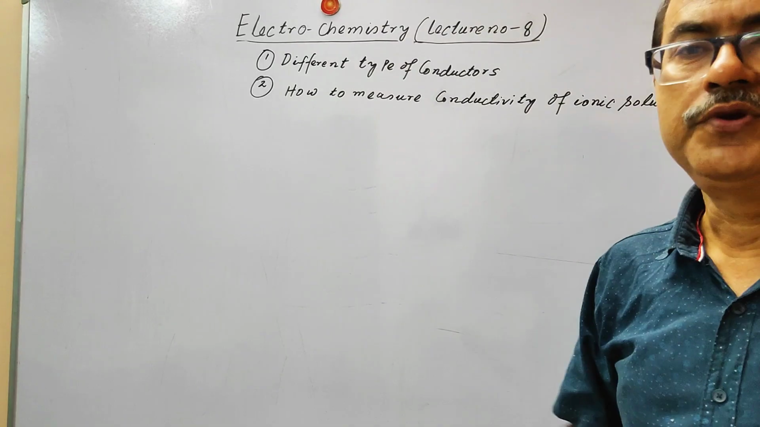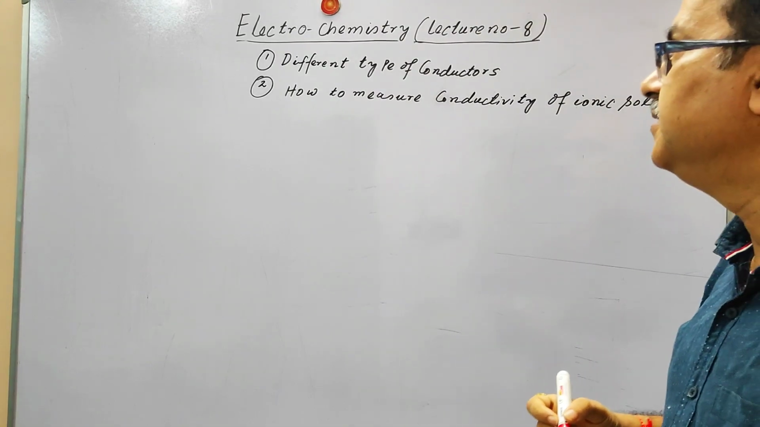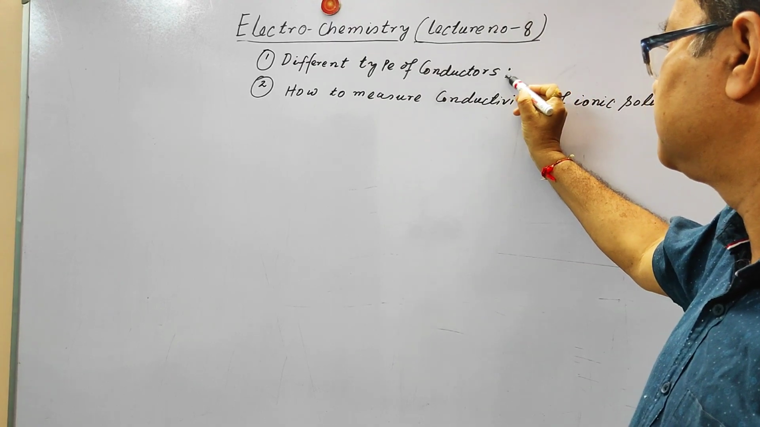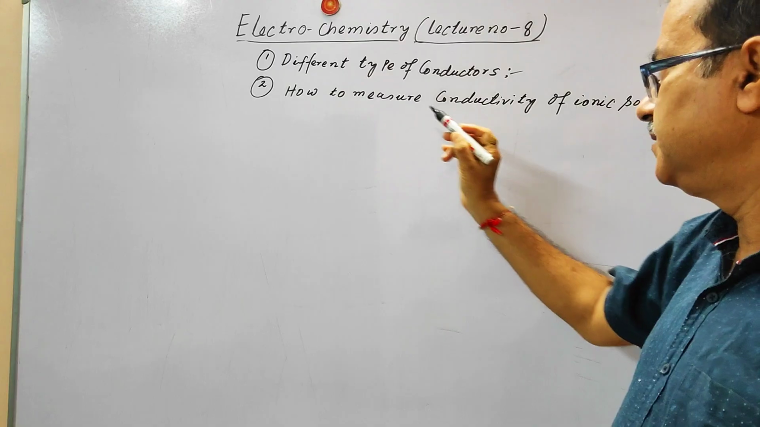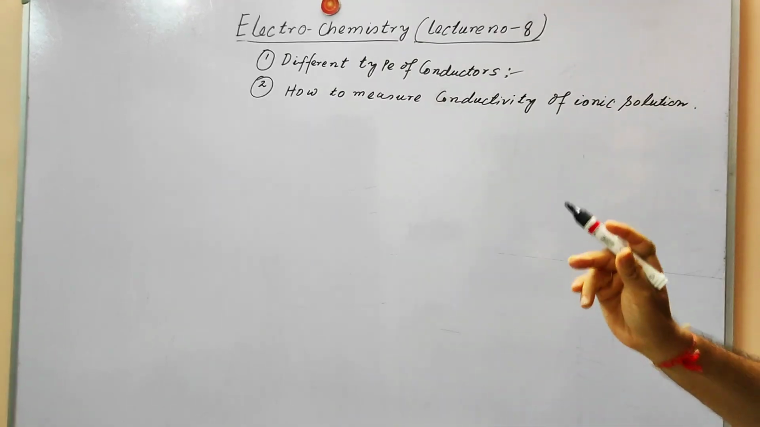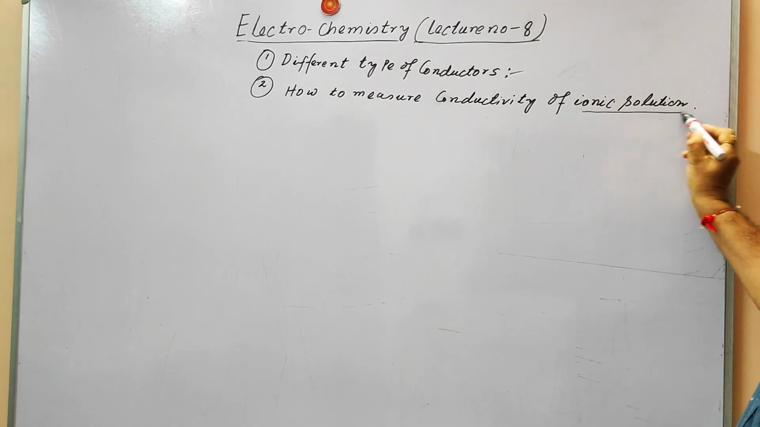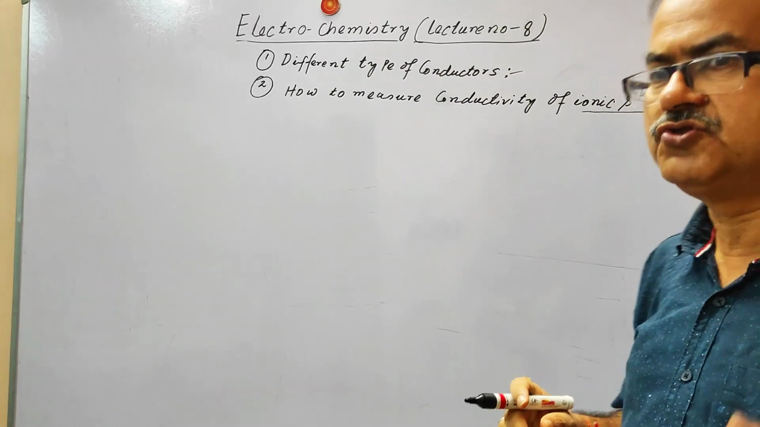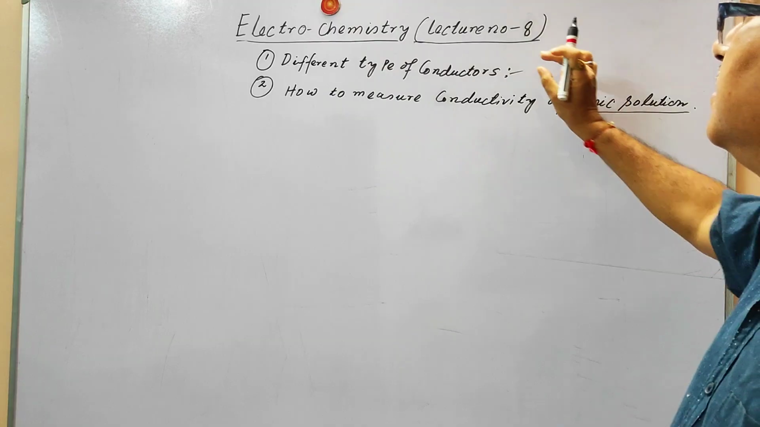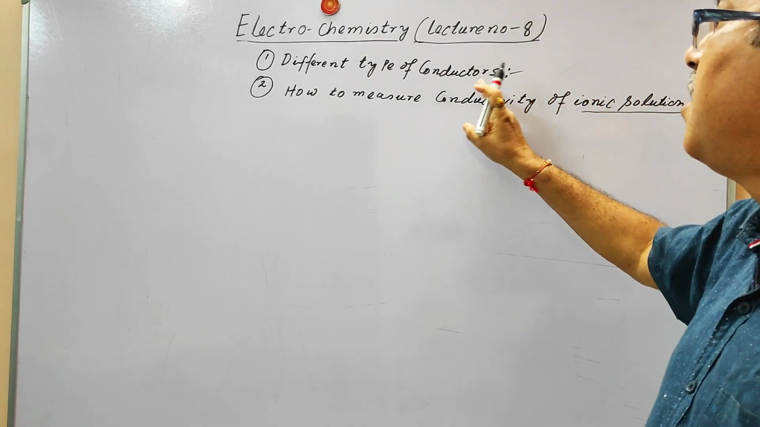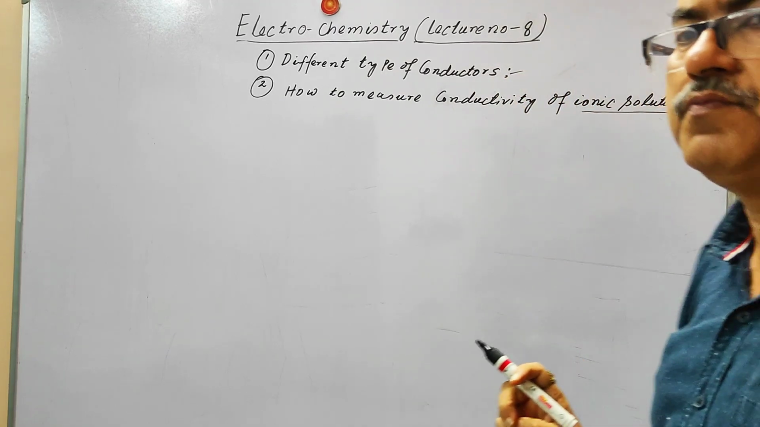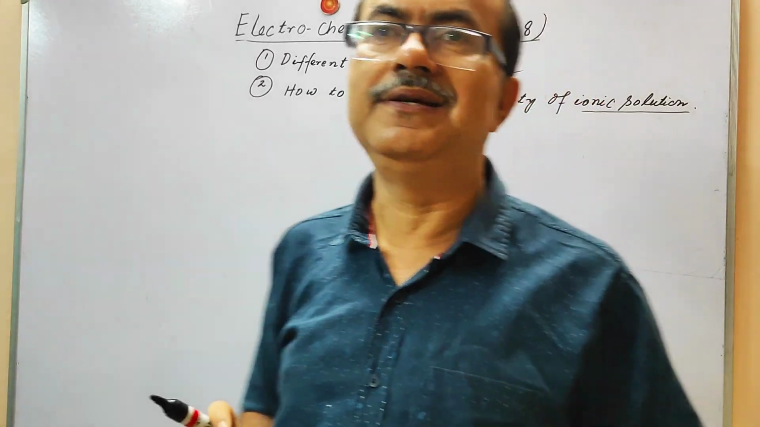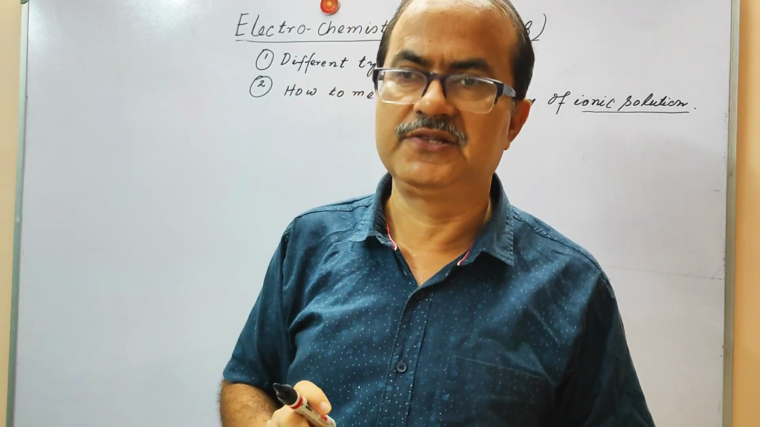So in this lecture we are going to discuss very important things in this electrochemistry chapter. First we will discuss the types of conductors, and second we will discuss how to measure the conductivity of the ionic solution. Two things that we are going to discuss. In the previous lecture, lecture number 7, we have discussed to some extent these different types of conductors. Now we are going to discuss them in detail as per your syllabus.